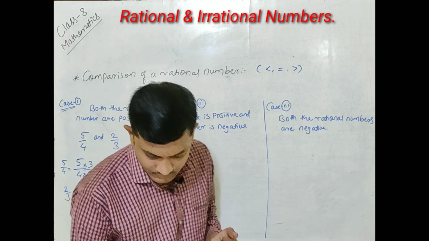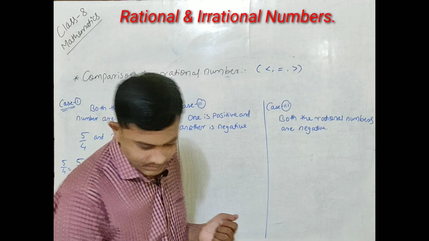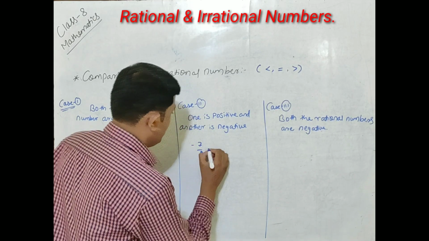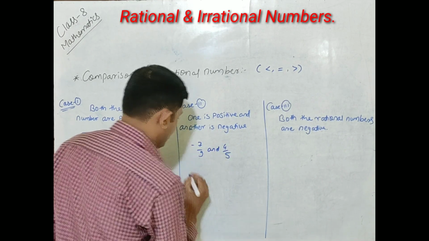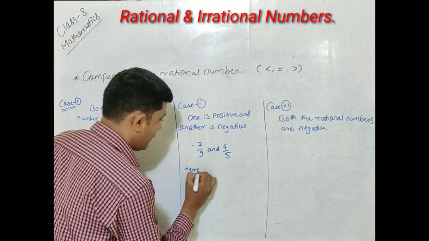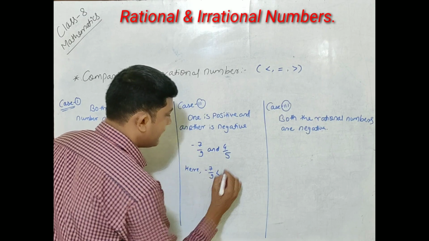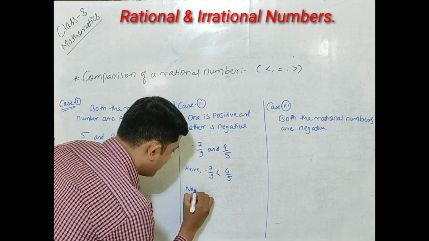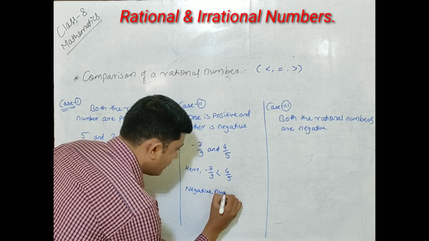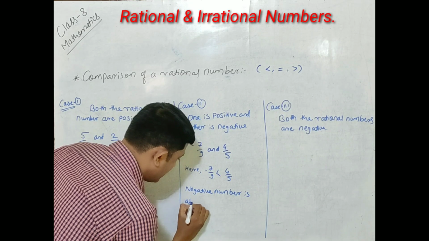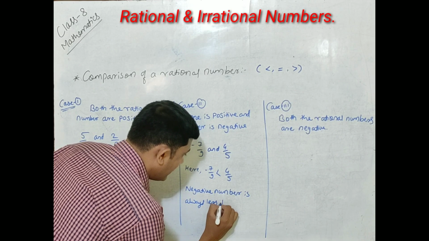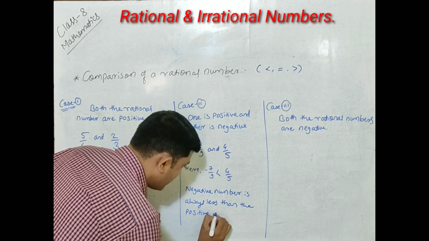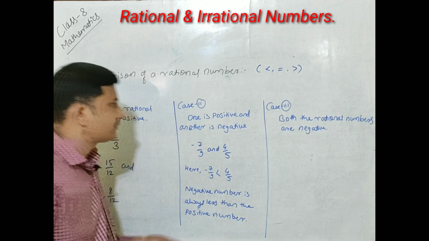Next one, minus 7 upon 9 and 4 upon 5. Here minus 7 upon 9 is less than 4 upon 5, because a negative number is always less than a positive number.